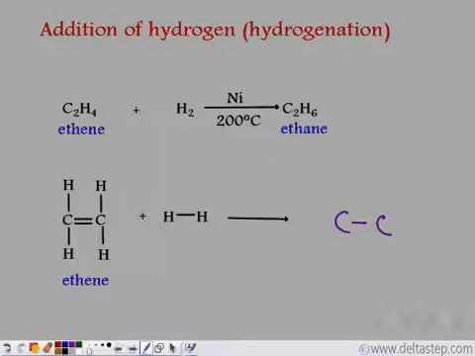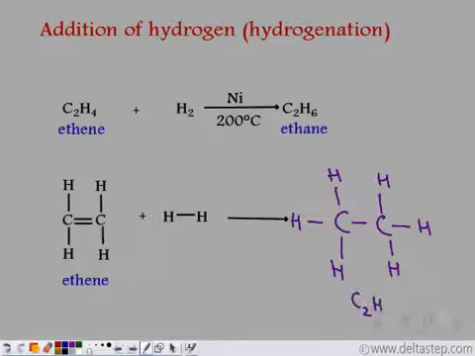So the double bond changes into the single bond, and the hydrogen atoms, they attach themselves to the carbon atoms. So this is C2H6. So from ethene, we get ethane by the addition reaction.